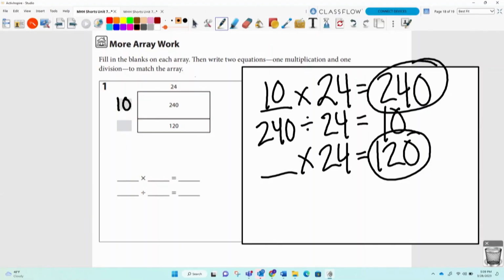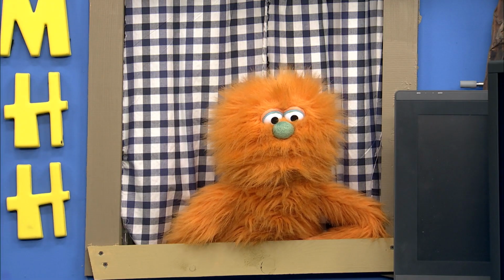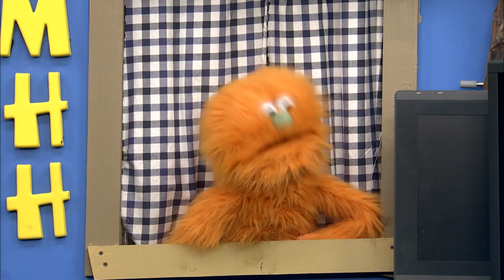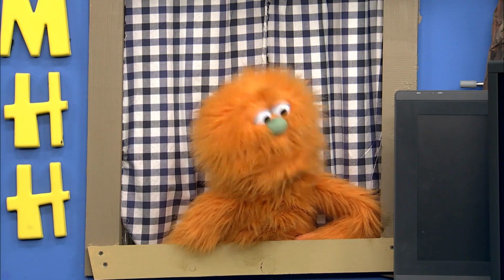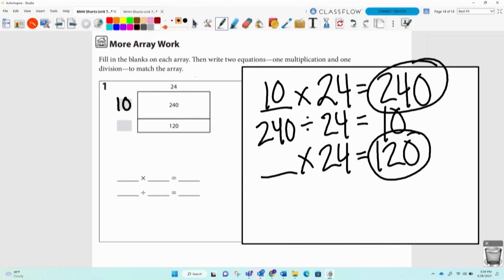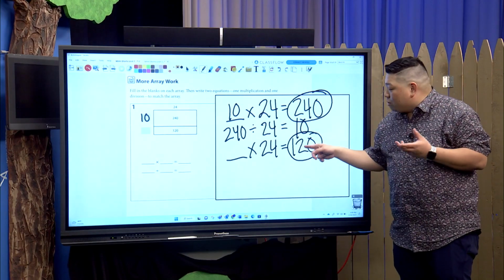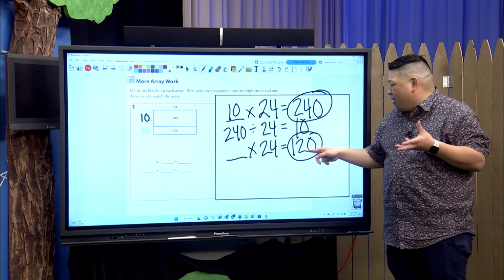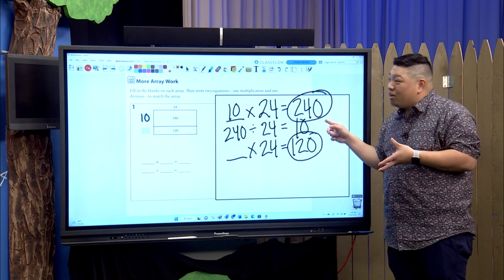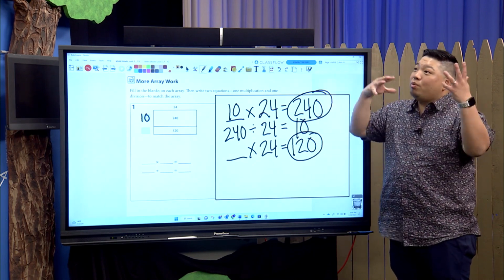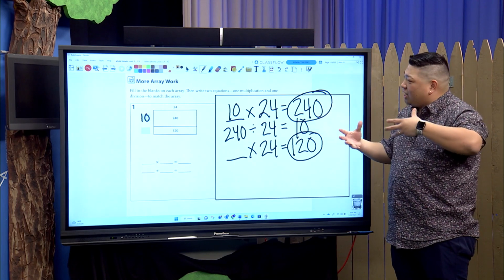Oh, wait, I got something. 12 goes into 24 pretty evenly. So 120 is actually half of 240. You were absolutely right. If you know 12 is half of 24, then 12 tens is going to be half of 24 tens. So again, we're using what we know to build understanding for what we don't.